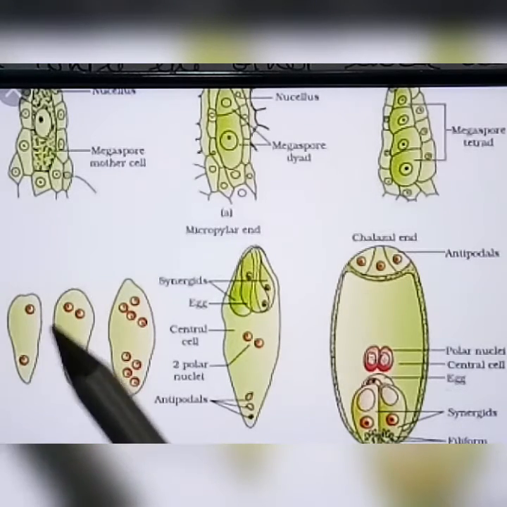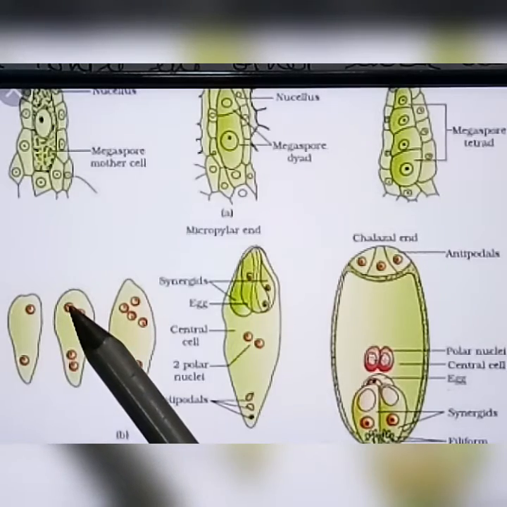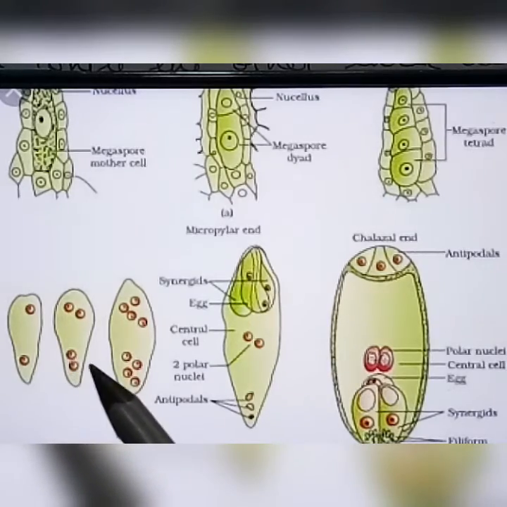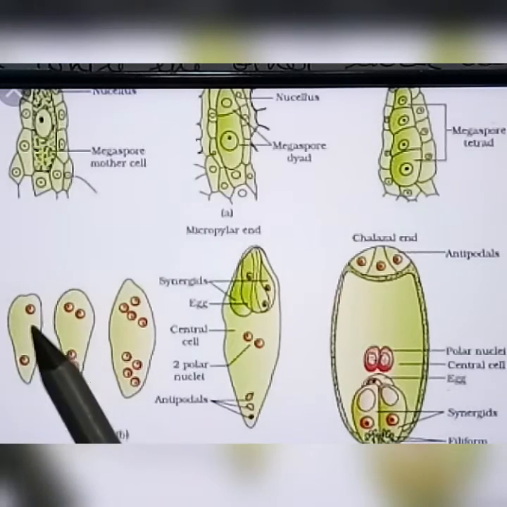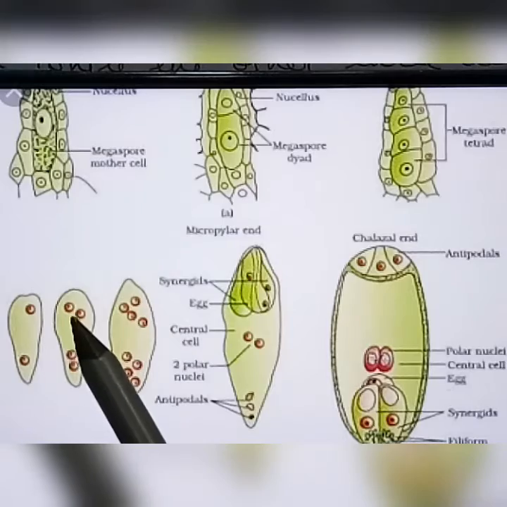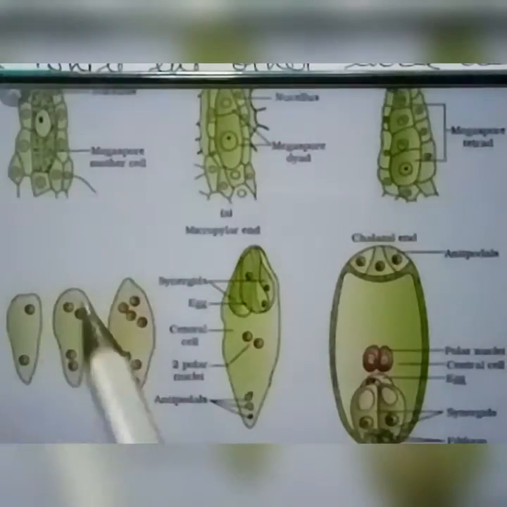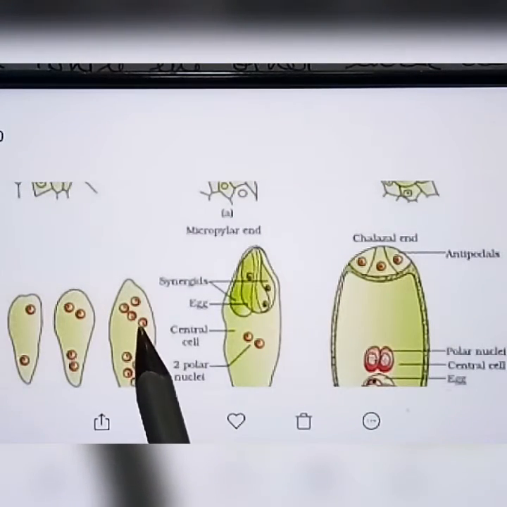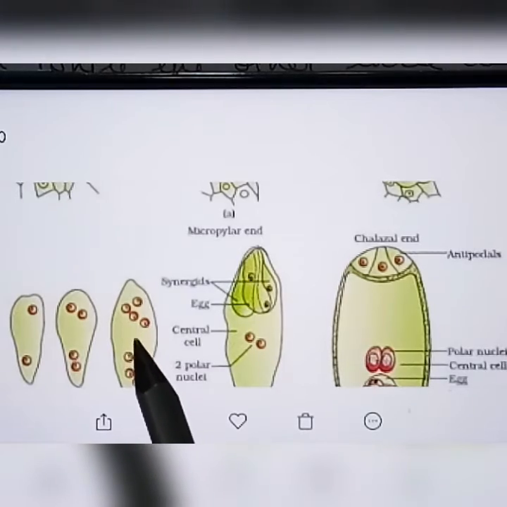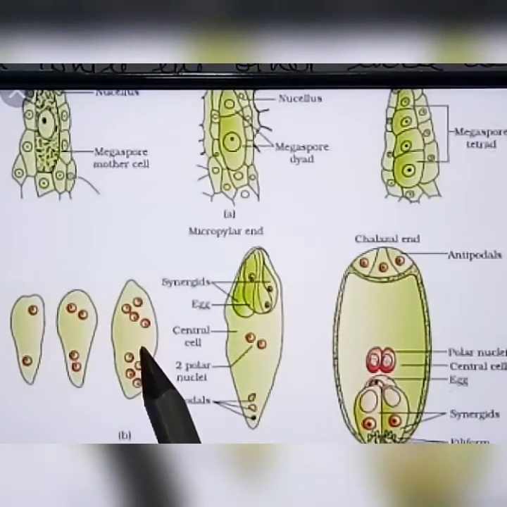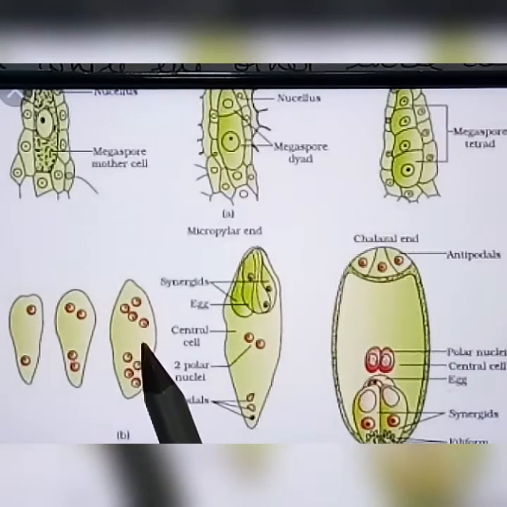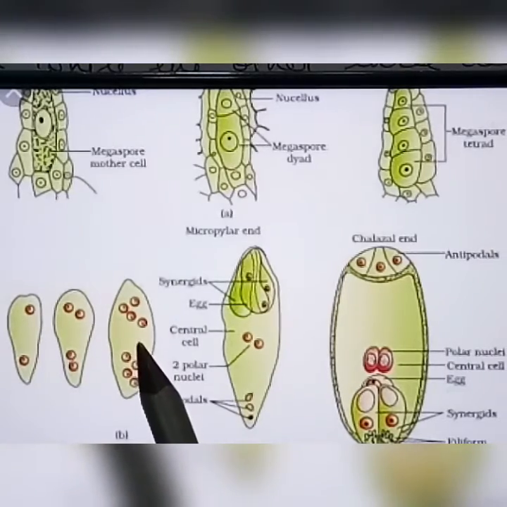Let us see in this figure. Then at each pole, each nucleus again divides by mitotic division, two successive divisions. The first division forms two nuclei, and then both the nuclei divide by mitotic division at each pole and form four daughter nuclei. Therefore, at each pole four daughter nuclei form. It means the embryo sac is converted into an 8-nucleate structure.